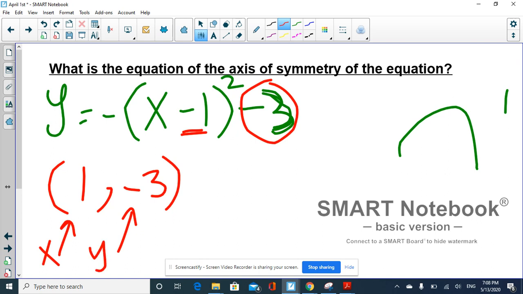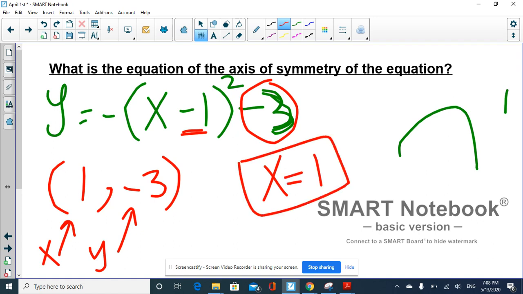The axis of symmetry is the x coordinate. X equals 1. This is the equation of the axis of symmetry. Okay, so the axis of symmetry will pass through x equals 1. Sorry.